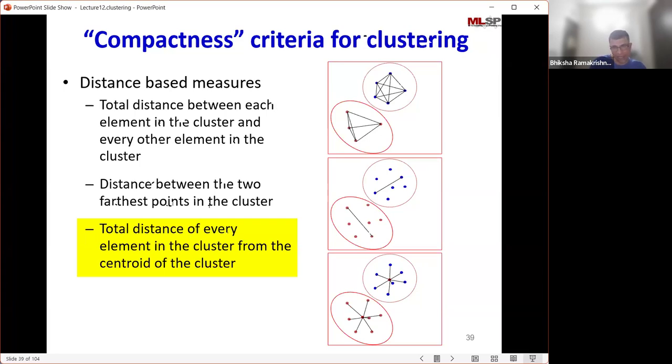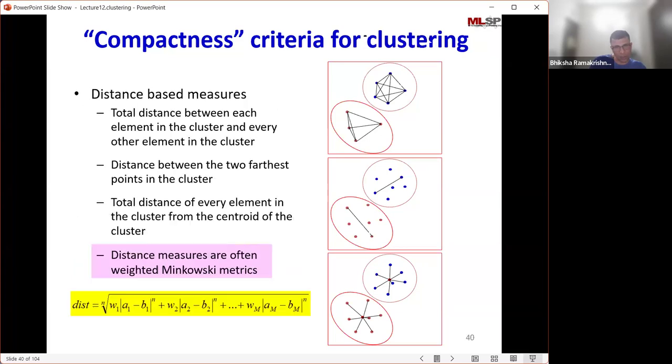And my compactness criterion is going to be the total length or the total squared length of all of these black lines. And the distance, of course, can be computed using various distance metrics. So all of these are different objective measures for quantifying the compactness of a hypothesized cluster.